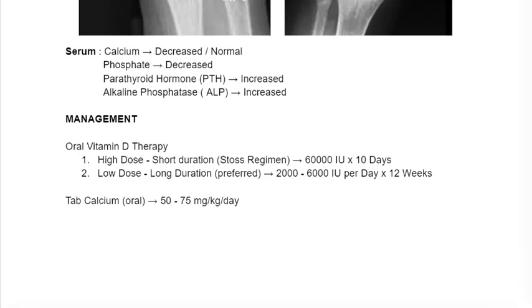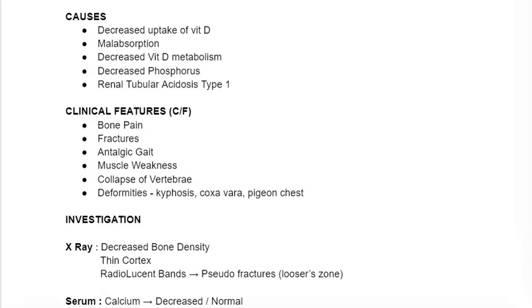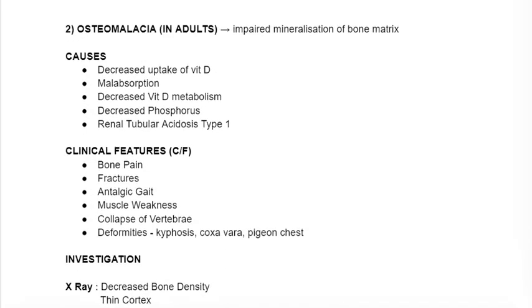So this we saw about vitamin D deficiency in children, and now let's look into adults. In adults, deficiency will lead to osteomalacia. Osteomalacia will be seen in adults, and it is an impaired mineralization of bone matrix. What are the causes? The causes will be decreased uptake of vitamin D, malabsorption, decreased vitamin D metabolism, decreased phosphorus, and renal tubular acidosis type 1. These are the causes of vitamin D deficiency in adults.